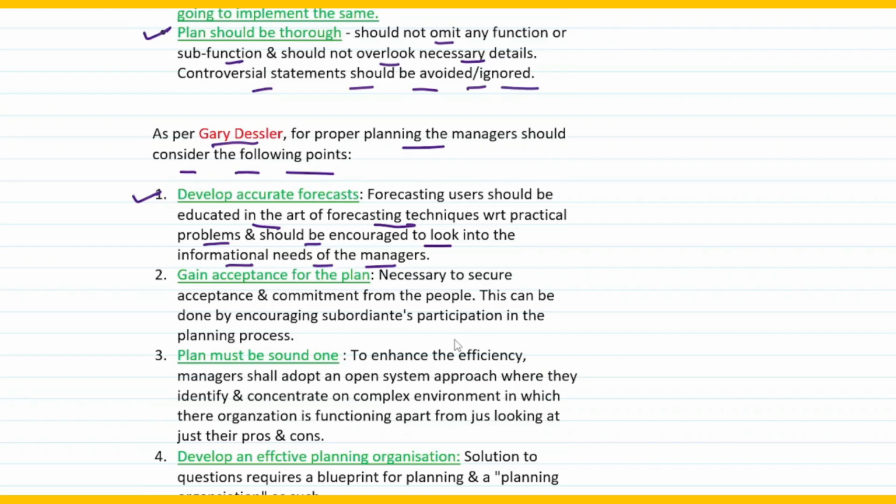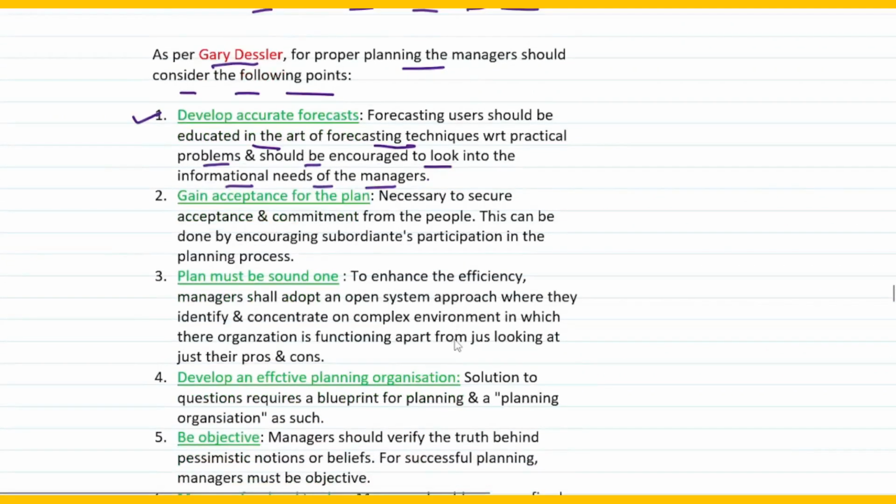So forecasting people should understand that and should make the forecasting based on that, and hence they should be encouraged to look into the information needs of the manager. So whatever the needs of the managers are, that should be catered to.